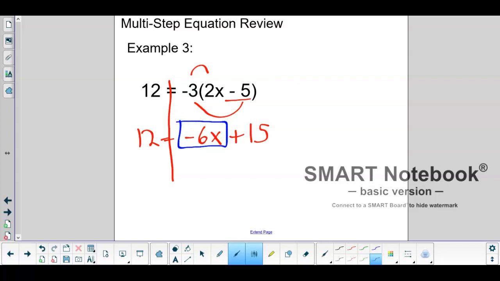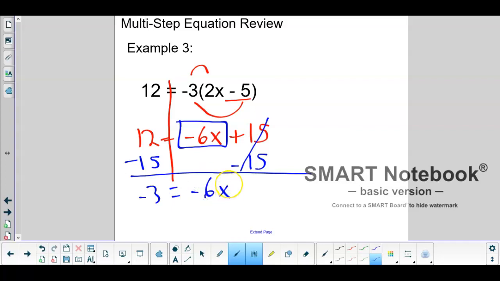Now that I've set the problem up, again, I'm going to locate my variable here on the right side. What's being done to my negative 6x? It's being added by 15. I know that the inverse operation of adding 15 is to subtract 15. Whatever I do to one side, I do the same to the other. 12 minus 15 is negative 3.